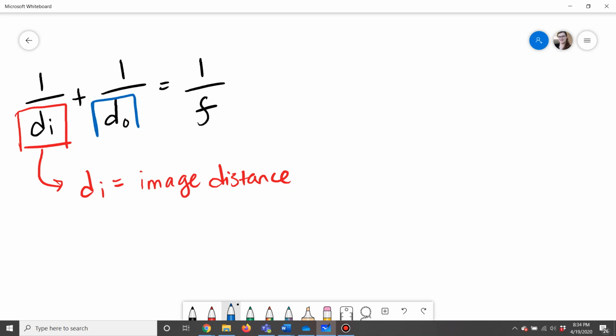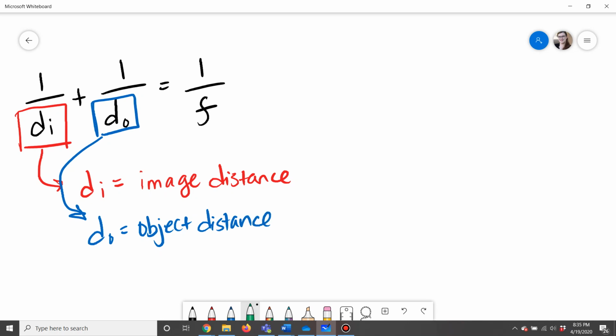And the same thing applies right here. Whoops, that was ugly. This is the object distance. So this is how far away the object is from the mirror itself. And got a third one here.